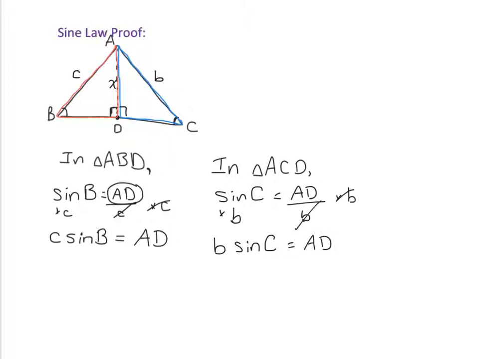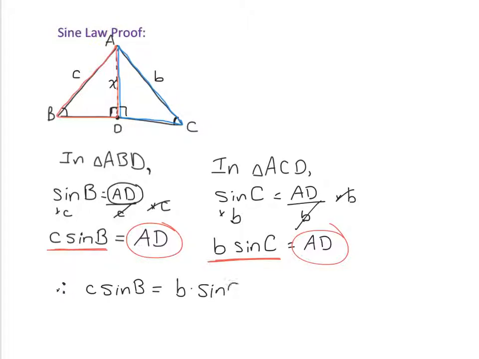Now, in chapter 2, we looked at the transitive property. So we're going to use the transitive property now. Because both C times sine B and B times sine of C are both equal to the same thing, side length AD, then they must also be equal. So we can say, therefore, C times the sine of angle B is equal to B times the sine of angle C. And again, that's the transitive property, which we covered in chapter 2.